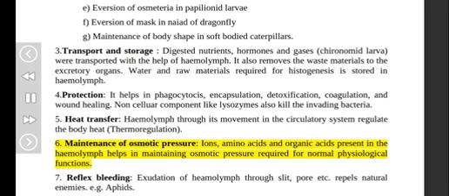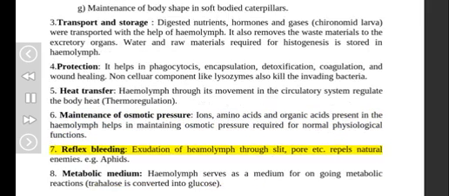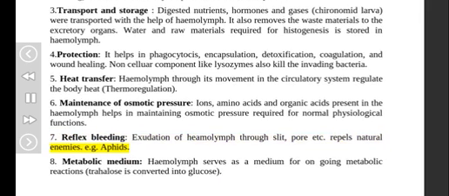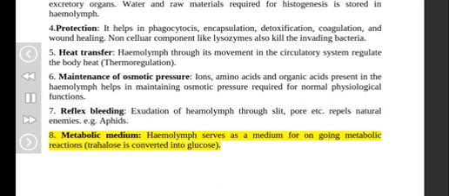6. Maintenance of osmotic pressure. Ions, amino acids and organic acids present in the hemolymph help in maintaining osmotic pressure required for normal physiological functions. 7. Reflex bleeding. Exudation of hemolymph through slits, pores etc. repels natural enemies, e.g., aphids. 8. Metabolic medium. Hemolymph serves as a medium for ongoing metabolic reactions. Trehalose is converted into glucose.